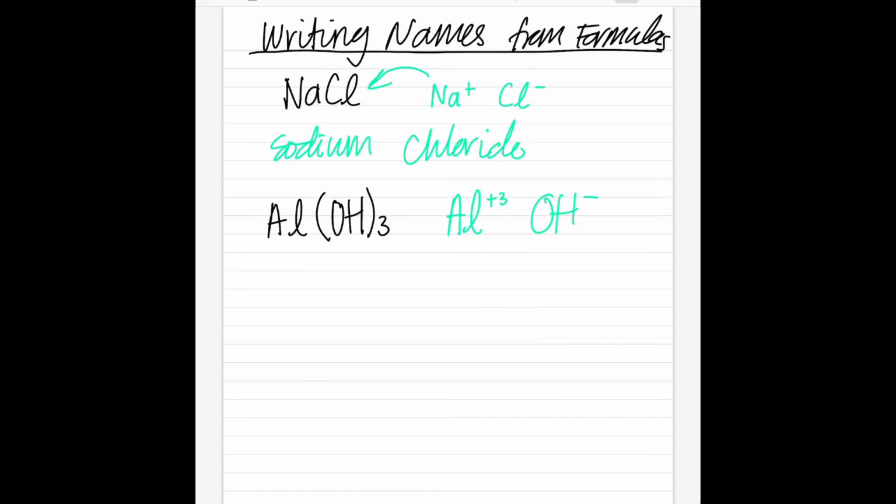Now, let's write this. Aluminum is not highlighted, so I don't need any Roman numerals, so it's just aluminum. So I found the name of this one. Now I need to find the name of this one. OH minus is called, on the back of your periodic table, hydroxide. Very simple. Okay, another example. Start to get a little bit harder.